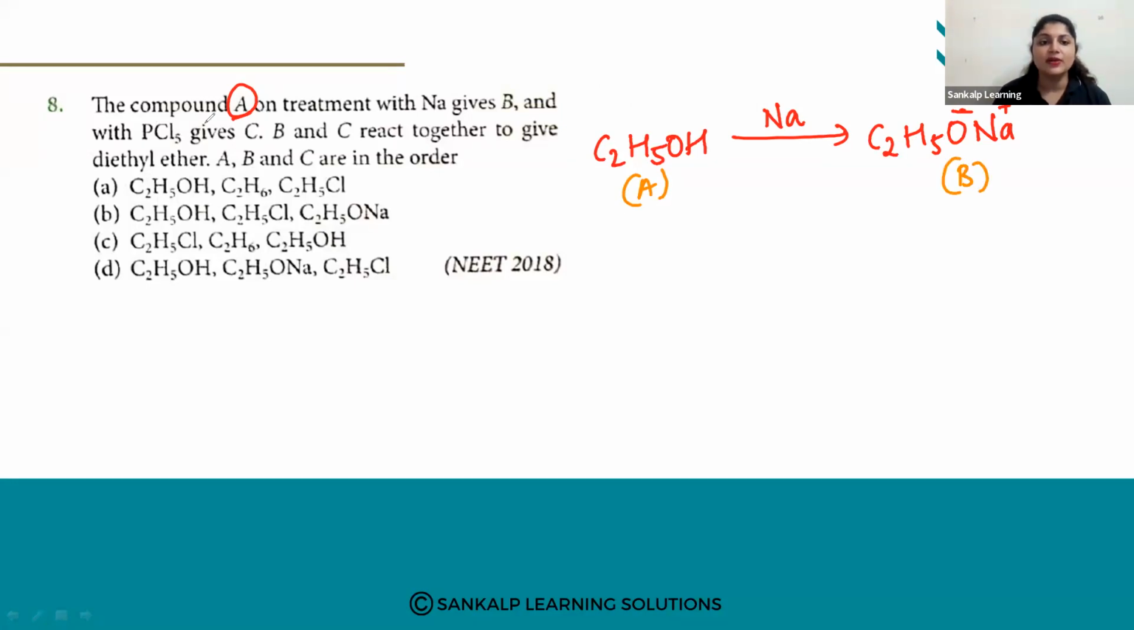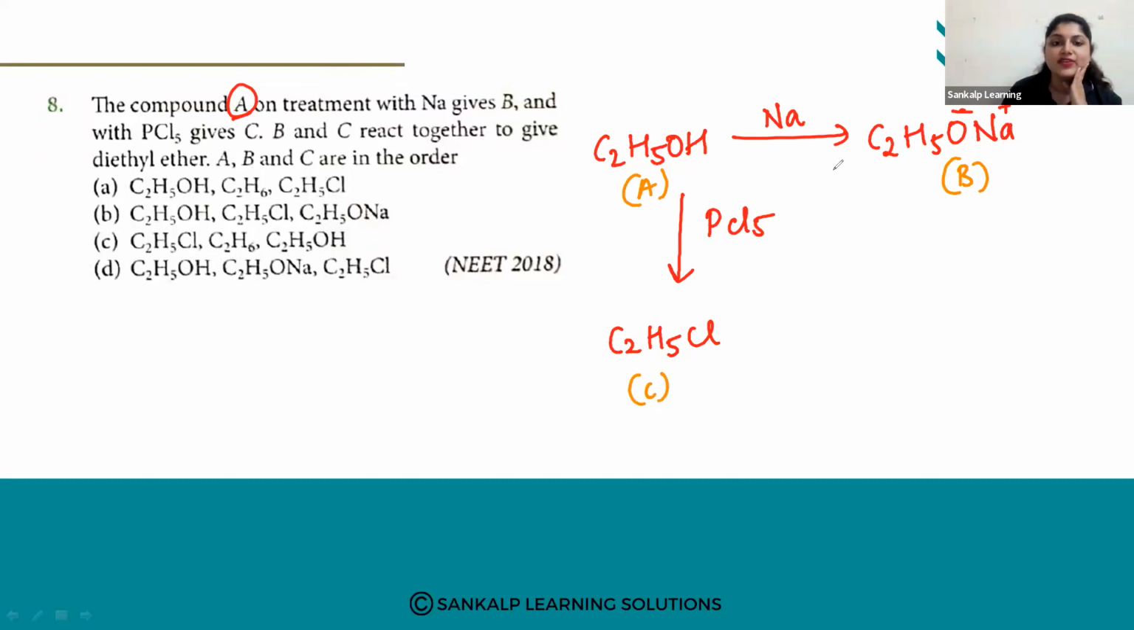Now what are they given? The compound A on treatment with Na gives B, and with PCl5 gives C. So with A, I have to treat it with PCl5. Understood? So A will react with PCl5, and it will undergo a substitution reaction. So we get C2H5Cl. This will give you C.